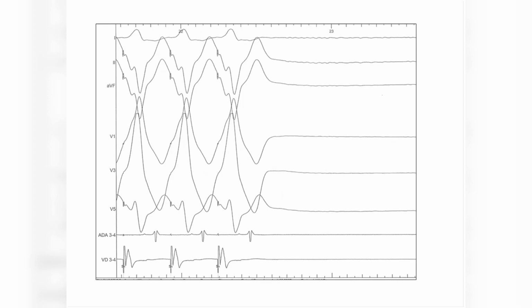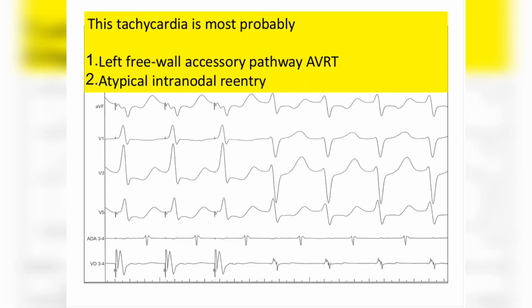Now, we come back to the previous slide, and I want to ask you this question. Having looked at the recordings, do you think that the tachycardia is most likely a left free wall accessory pathway mediated tachycardia? Or do you think it is most likely to be an atypical intranodal reentrant tachycardia?